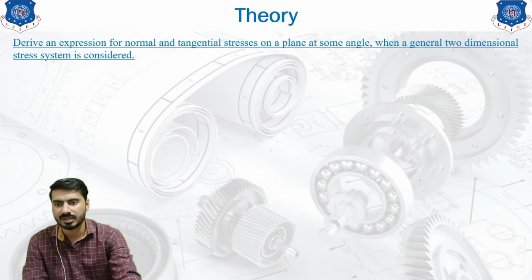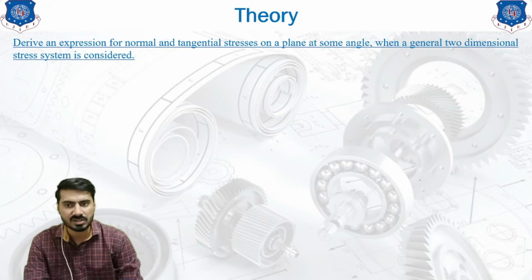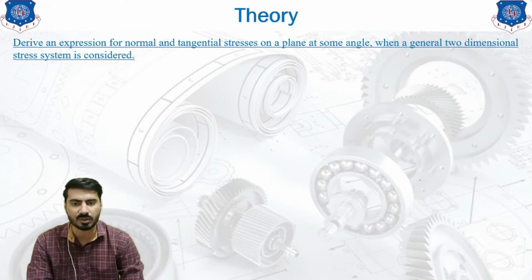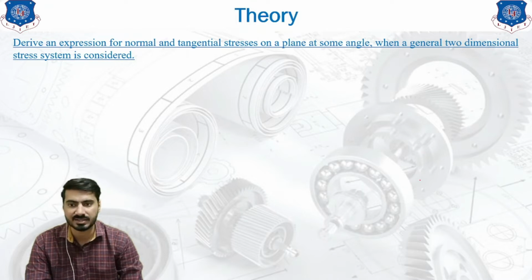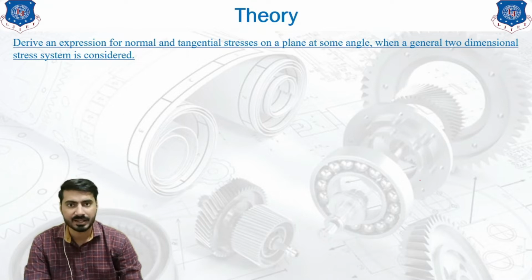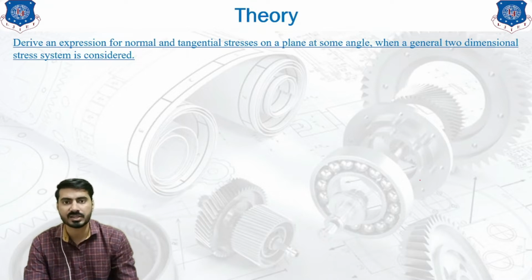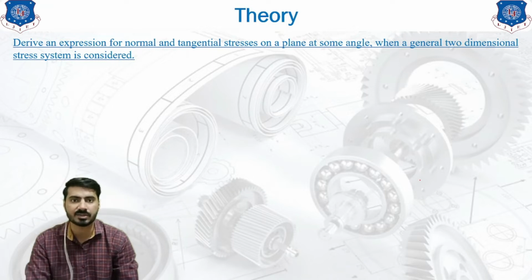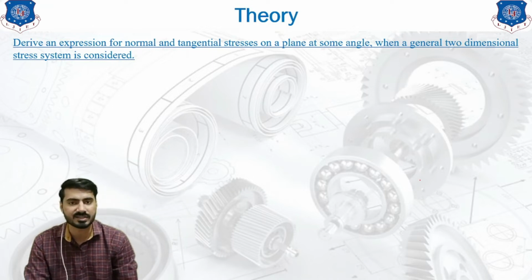That first derivation is related to an expression for normal and tangential stresses on the plane at some angle when a general two-dimensional stress system is considered. Now, whenever I say a general two-dimensional system, what does it consist of? It consists of two-dimensional direct stresses which are perpendicular to each other. Let's say if one stress is going in a horizontal direction and the other stress is going in a vertical direction, then these two stresses are a part of the two-dimensional stress system.